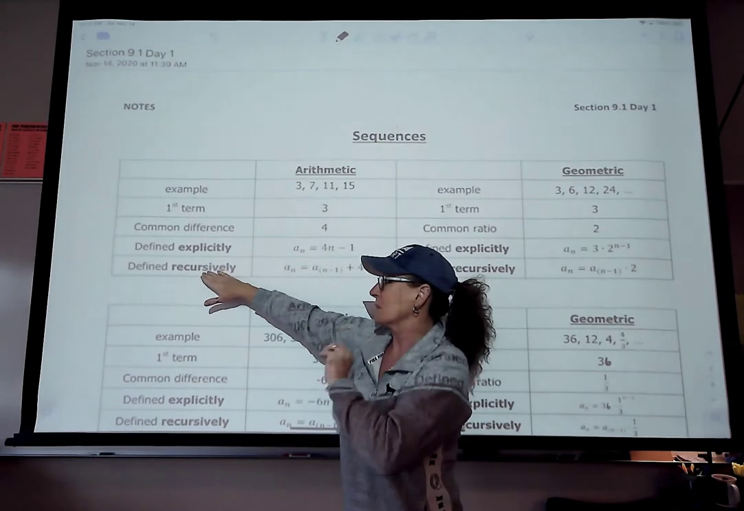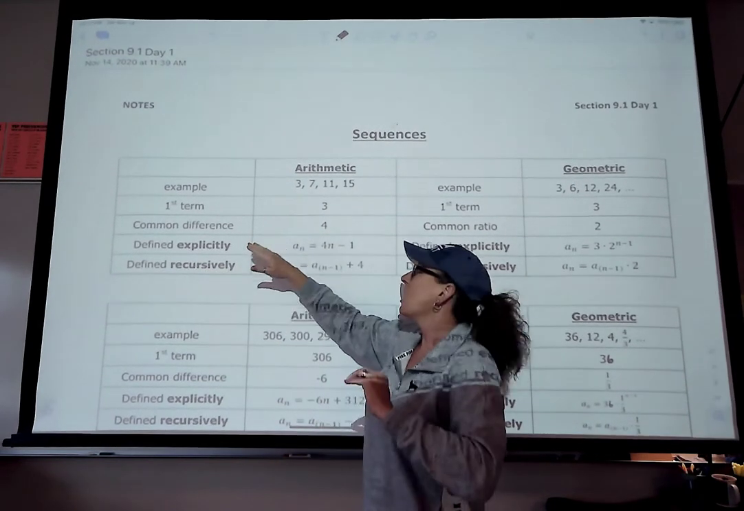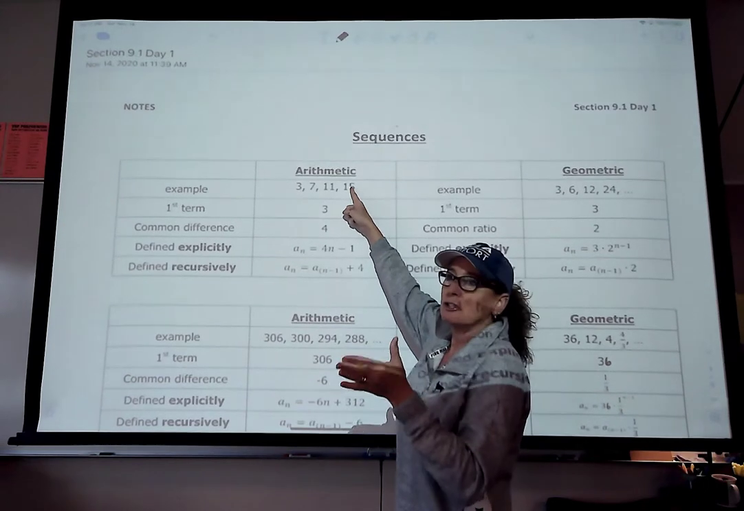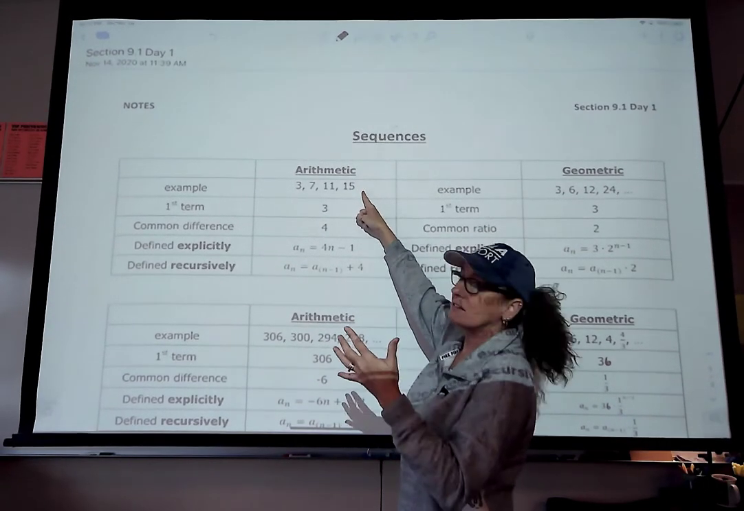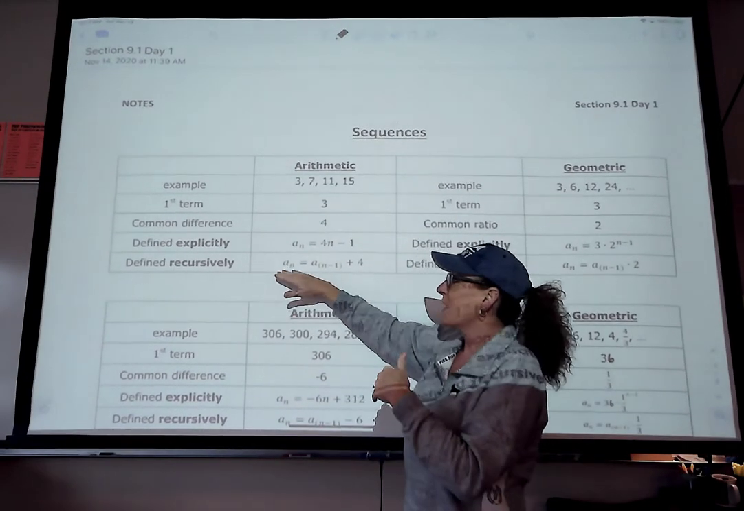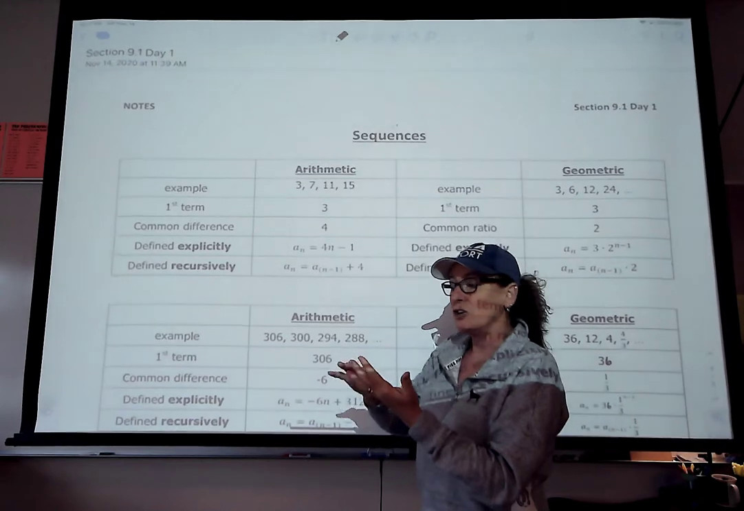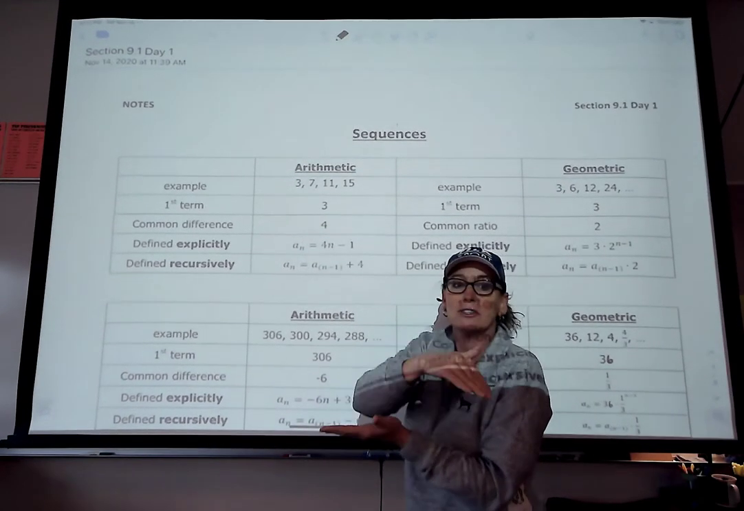Let me start with this one. Defining a sequence recursively means basically, how do you pick up where you leave off? How do you get the next term, and the next one? So when you define a sequence recursively, you've got to consider each number from the first term all the way to the term that you want.